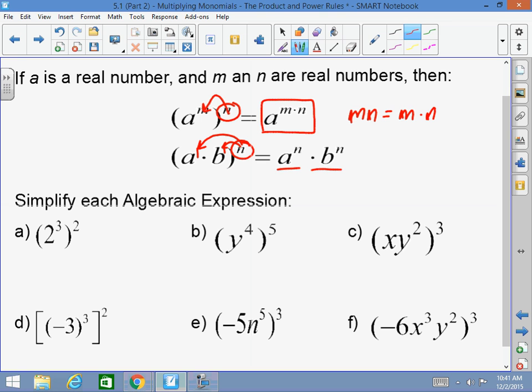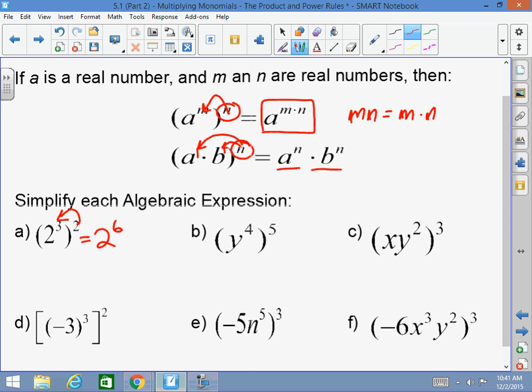I just put the dot there to really show you clearly that it's being multiplied. Thank you for asking. Thank you for caring. So in this particular case, guys, I have 2 to the third power raised to the second. So this is 2 to the sixth power. Done.